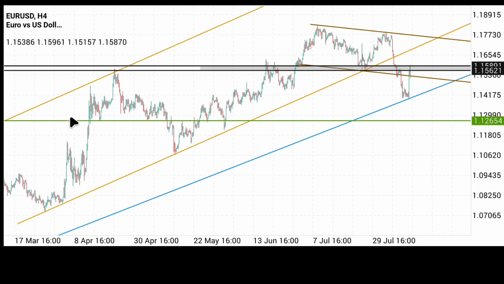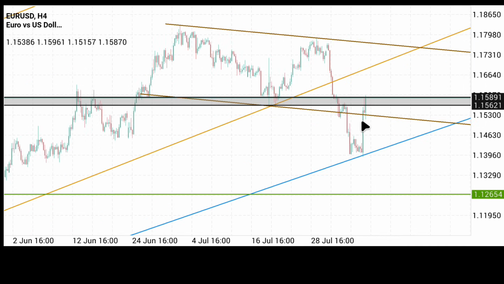We can see the channel right here. This is the channel. So the market was moving within the channel, but we got a break at this point. Now, we've just seen the market bounce off from this other trend line. This is also another trend line. So we have this descending channel, and the market has just reclaimed it, and is now about reclaiming this very key level. This is a key level.